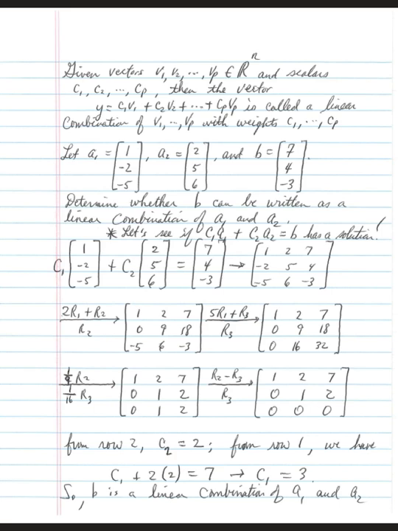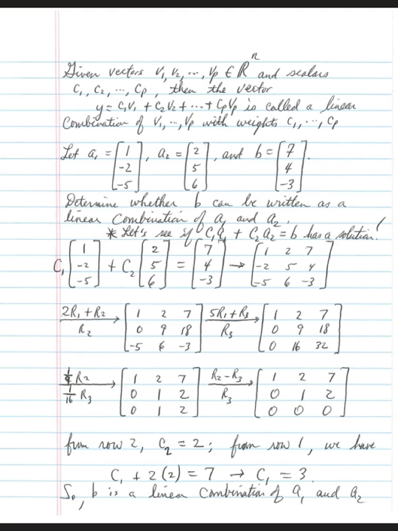let's let vector a1 be 1, negative 2, and 5. a2 is going to be 2, 5, and 6. And b is 7, 4, negative 3. Let's determine whether b can be written as a linear combination of a1 and a2. So basically, we're going to look for weights c1 and c2, where if we multiply these vectors by some constant and add them up, can we get vector b as an answer? Well, let's check it.